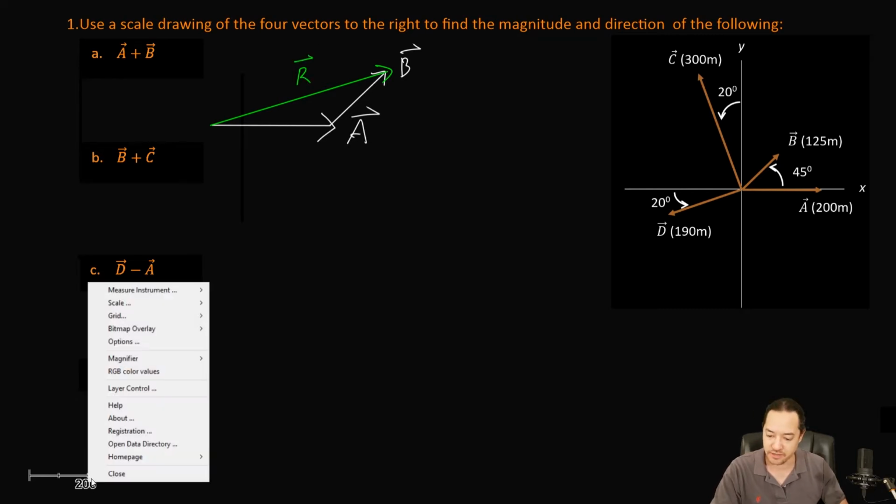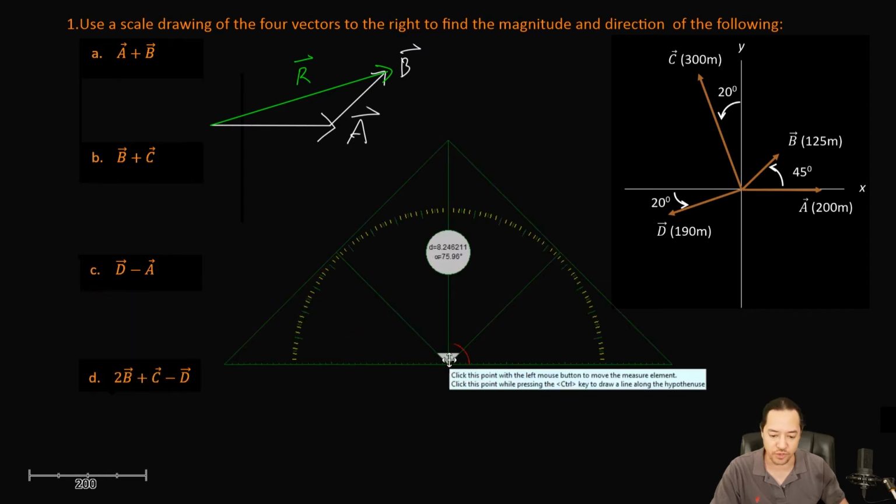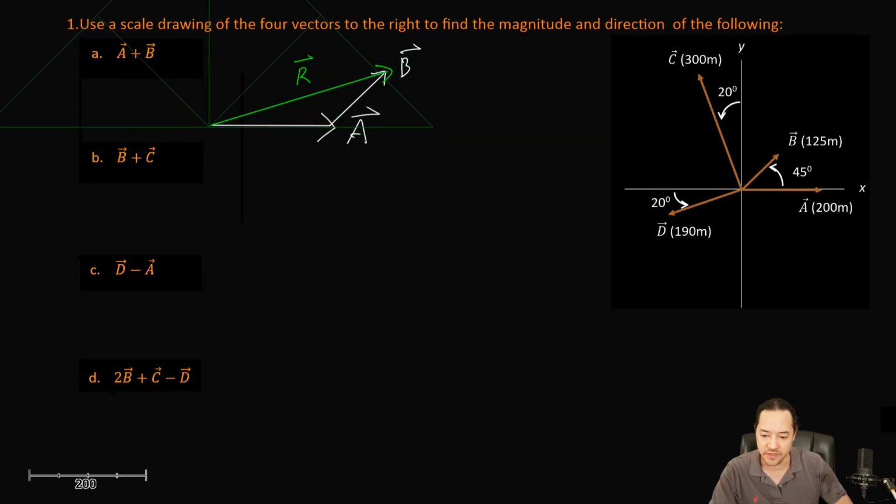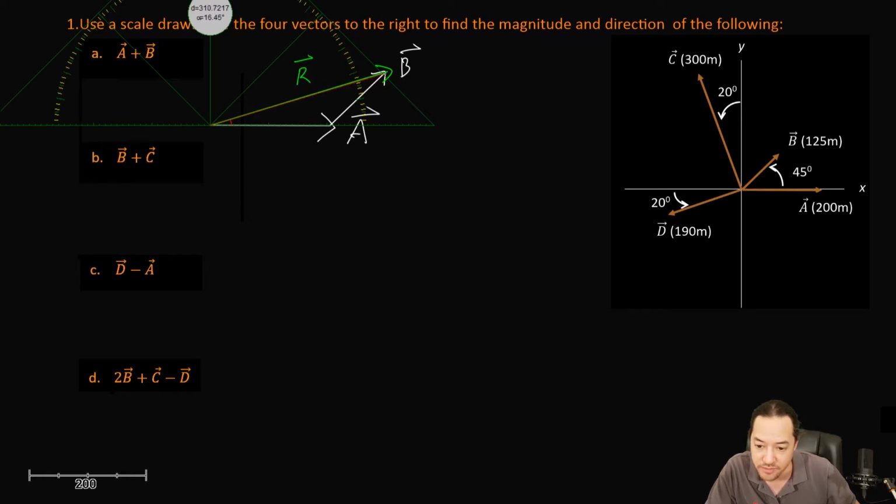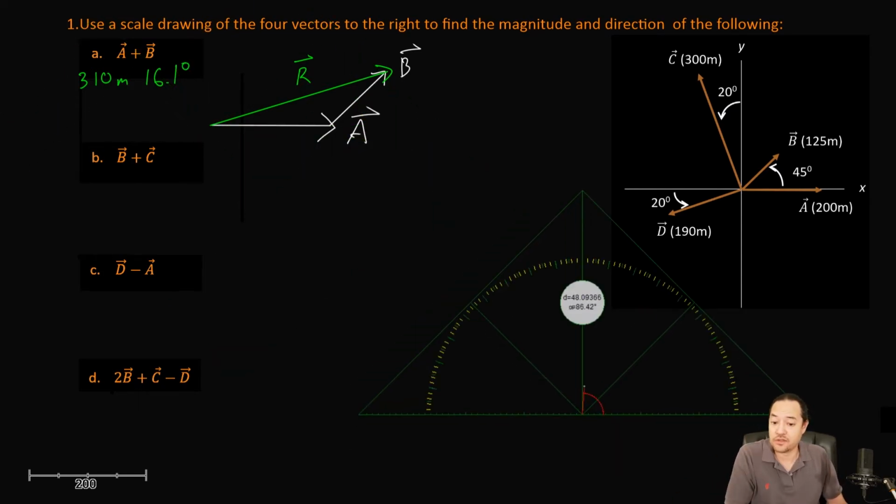And now let me bring back the little protractor ruler, and let's measure this resultant vector to see what it actually looks like as far as its value. Okay, so the magnitude looks like it's going to be about 310 meters, and the angle is about 16.1. So it's going to be about 310 meters and an angle of about 16.1 degrees. Okay, so that is the result of this sum. We just literally drew it out and measured it. That's what we're going to do for the rest of these questions here as well.